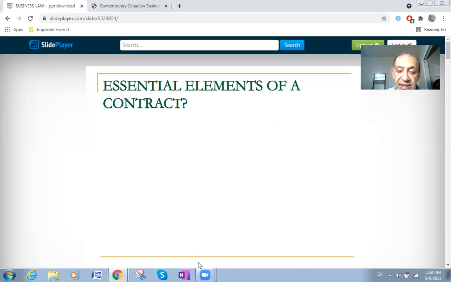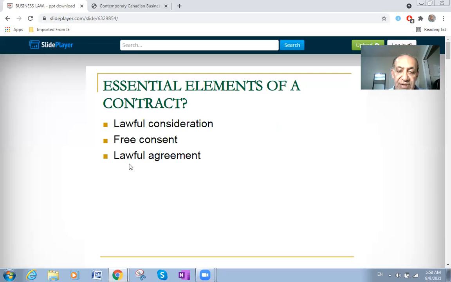So let us see now what the elements of the contract are. First, lawful consideration, so it is mandatory for each one to practice it. The second point is free consent. The third point is lawful agreement. Like we said, the agreement is enforced by the law, so you have to obey and do what is in the contract. And then offer and acceptance.